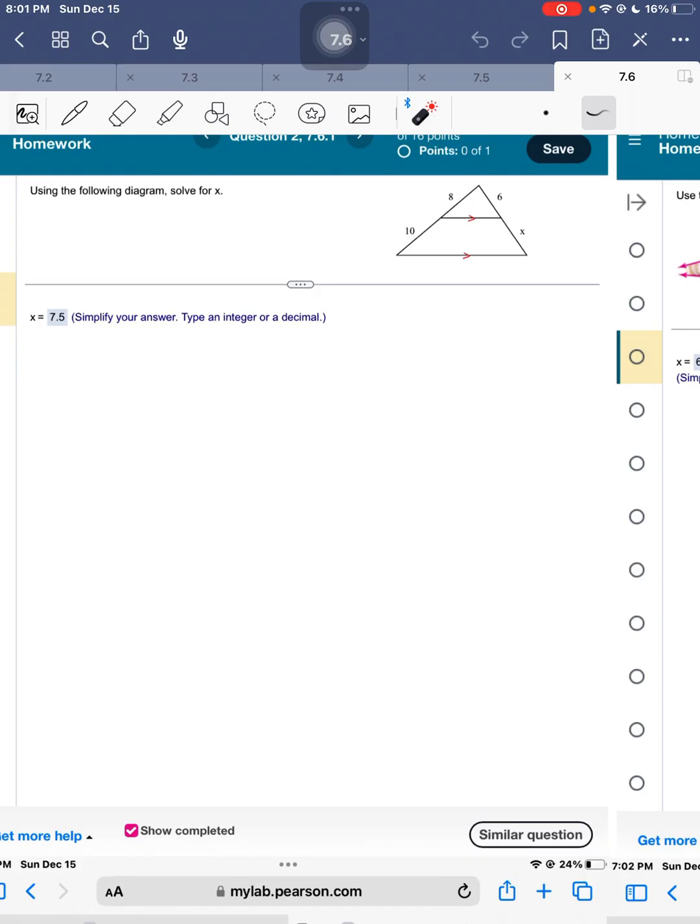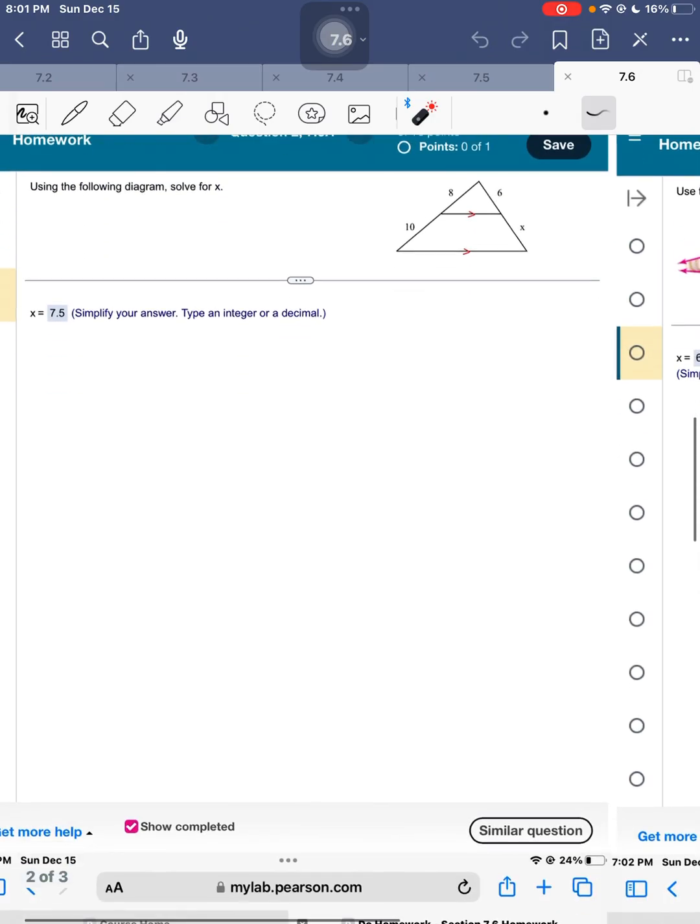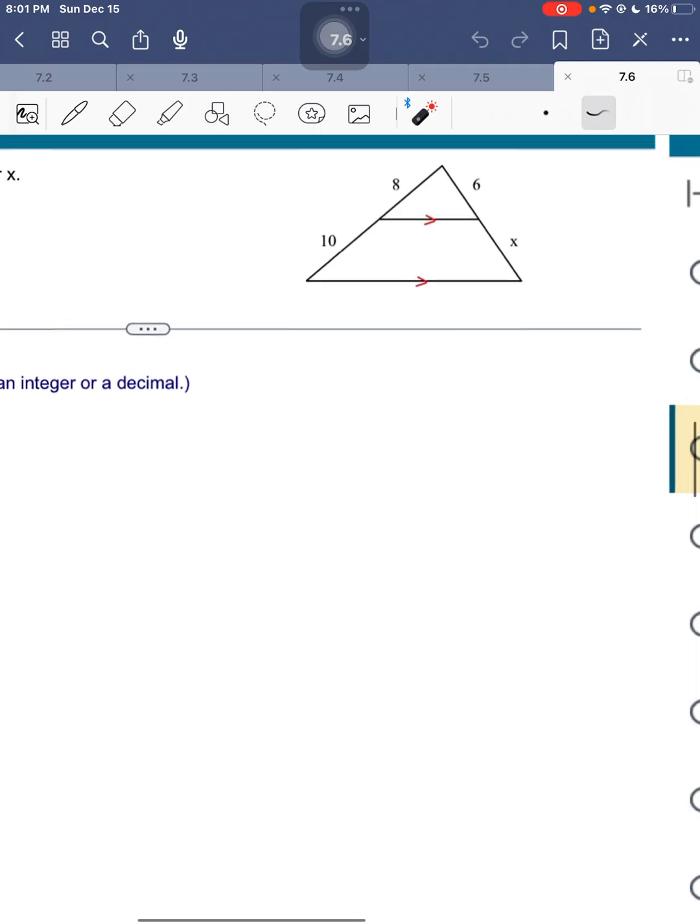Okay guys, let's do 7.6. It should not take long at all. This is probably the easiest section of this chapter. So we're dealing with proportions.